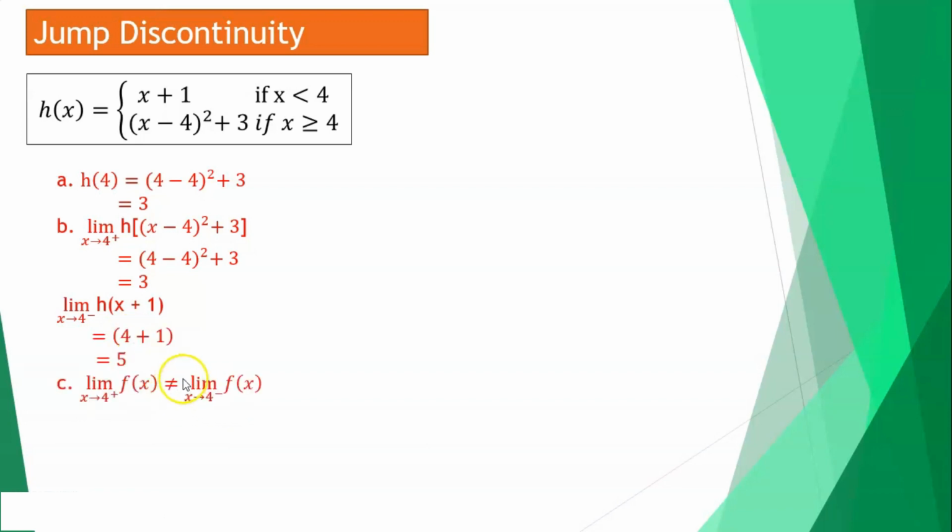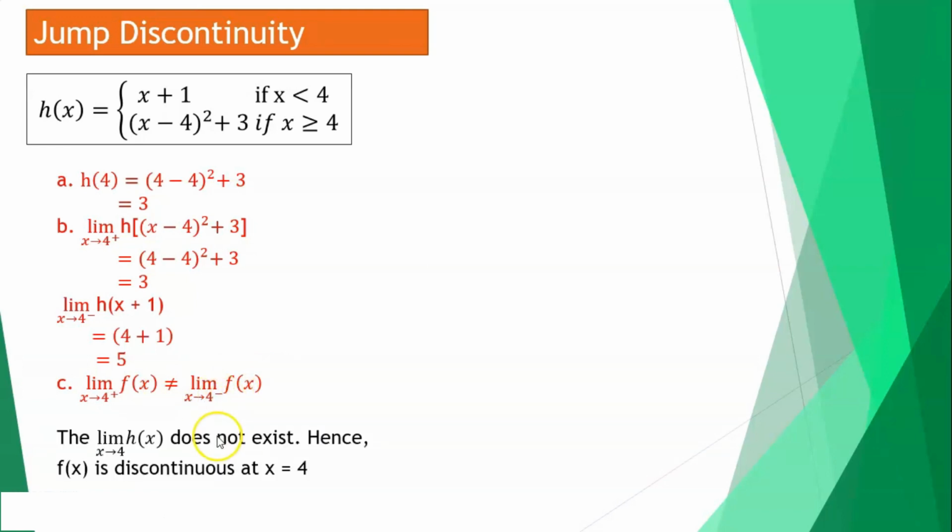Now take note, the limit of the function as it approaches 4 from the right is not equal to the limit of the function as it approaches 4 from the left. So with this, the limit of the function does not exist. With this, the function is discontinuous at x equals 4. Now, making use of the table of values, for the first function, that would be less than 4.